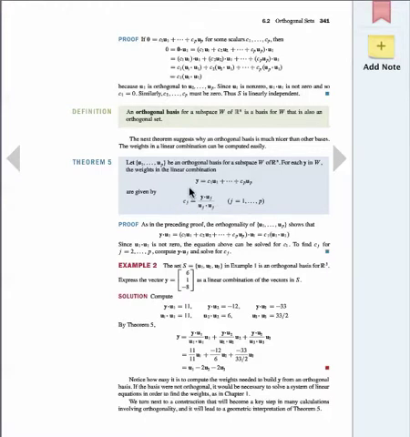for how to find the weights in a linear combination when the vectors that are in that combination are orthogonal to each other, or are an orthogonal basis for a subspace. Instead of sticking things into a matrix and row reducing, you have a nice little computational formula here. That's really nice. Example 2 shows that at work.